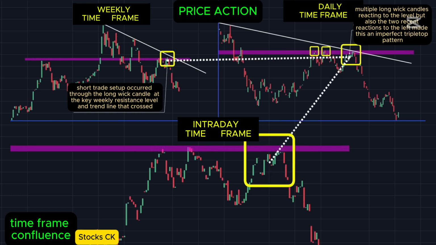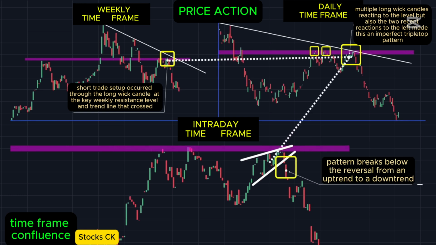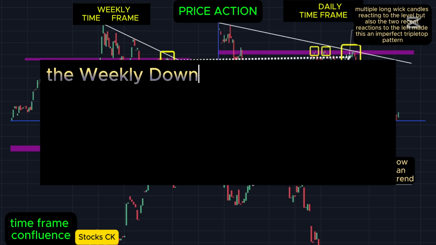So when you look inside of the trade setup area here, but on the 4-hour time frame below, you had a rising wedge pattern. Once the pattern breaks below, this confirms the reversal from an uptrend to a downtrend and again is bearish price action. It gives you another bearish bias.